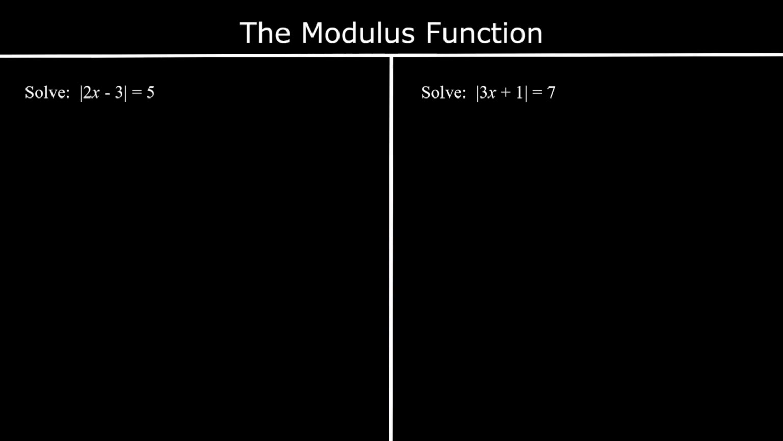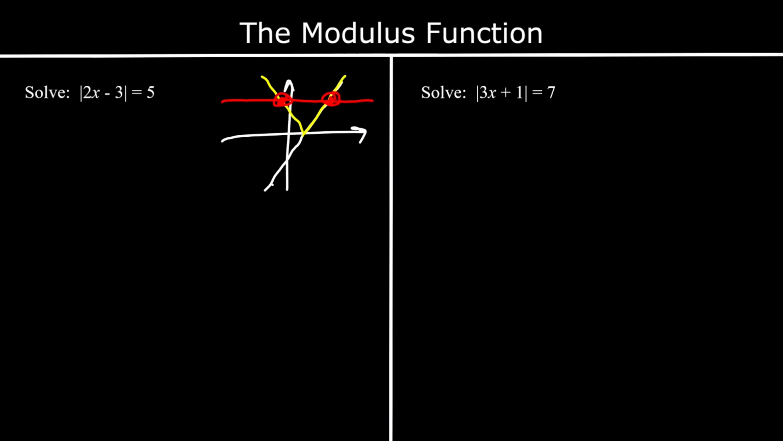This time we're going to solve an equation. So solve the modulus of 2x minus 3 equals 5. If we think of the graph, 2x minus 3 is this graph. So the modulus is this sort of shape. So where it equals 5, there's going to be two solutions. It's going to equal 5 in two different places.